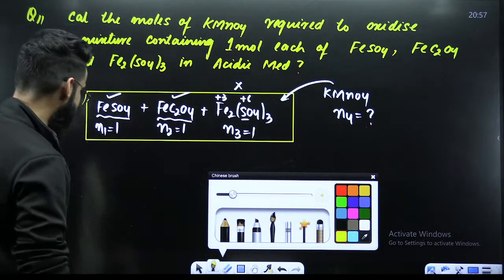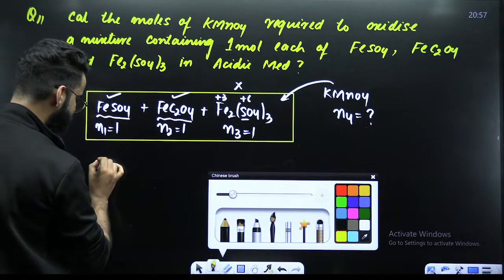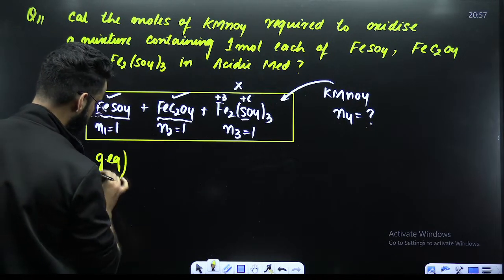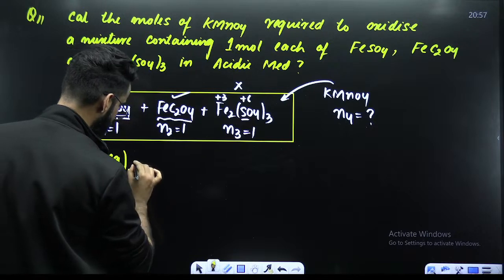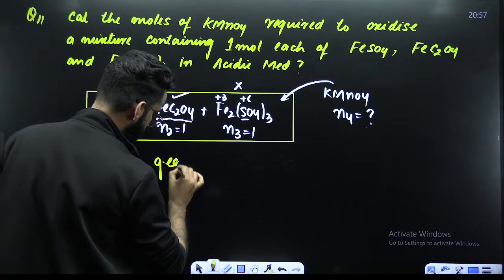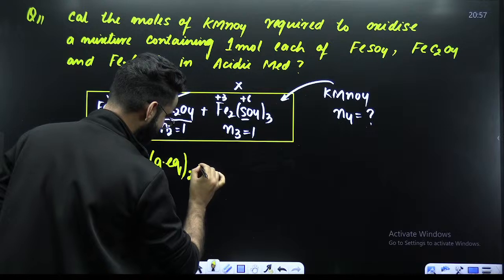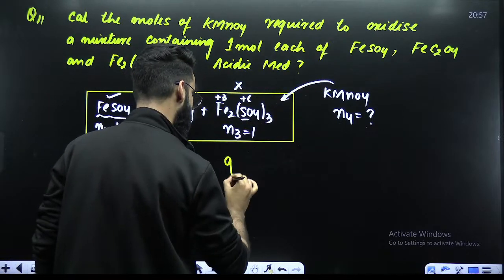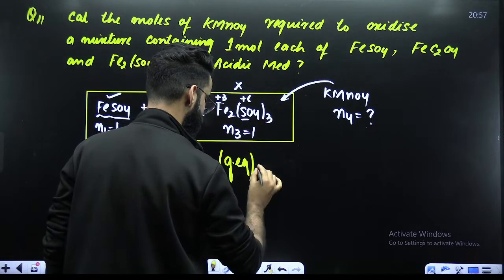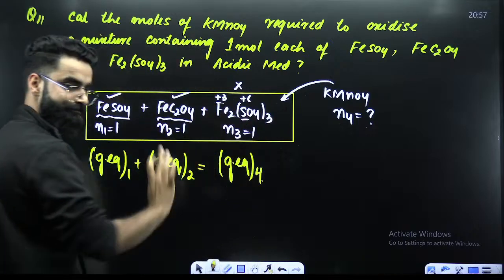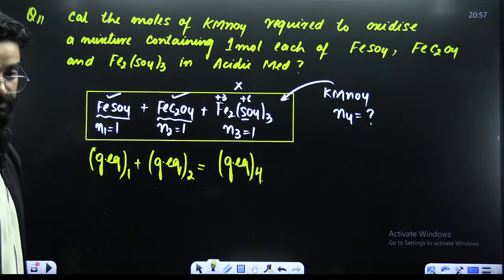So the equivalent concept says that gram equivalence of 1 reacted plus gram equivalence of 2 reacted has to be equal to gram equivalence of 4 reacted. Right? Nothing to do with this one. I hope I'm clear with this concept.